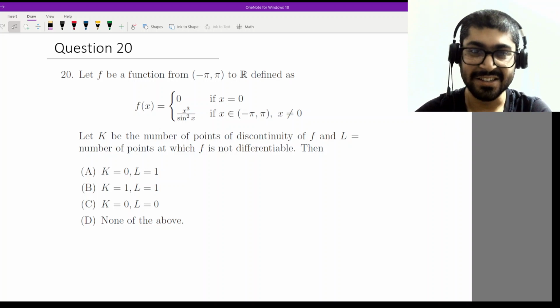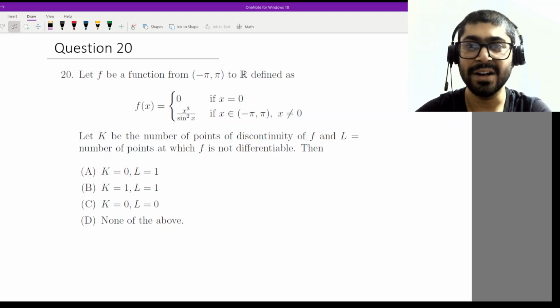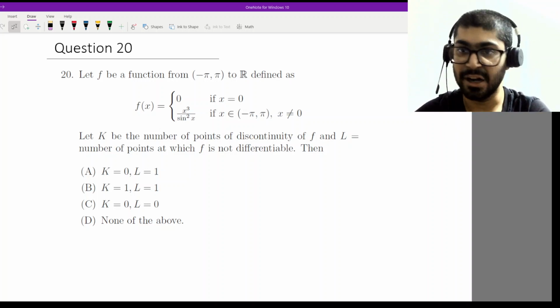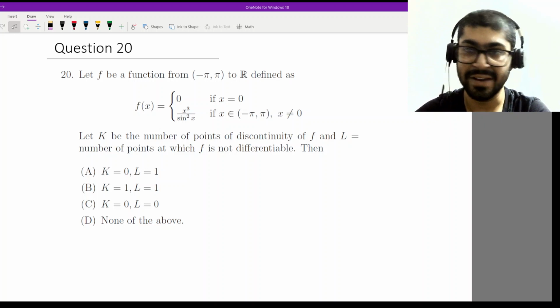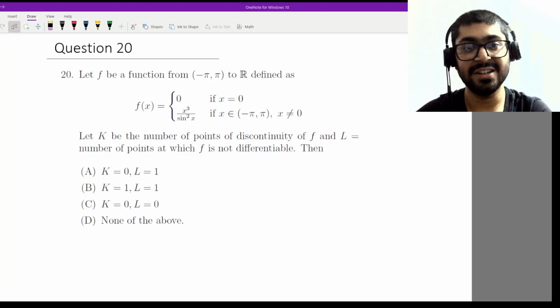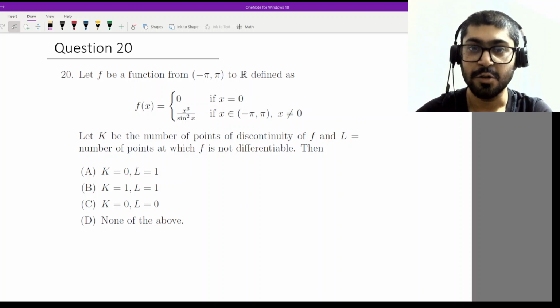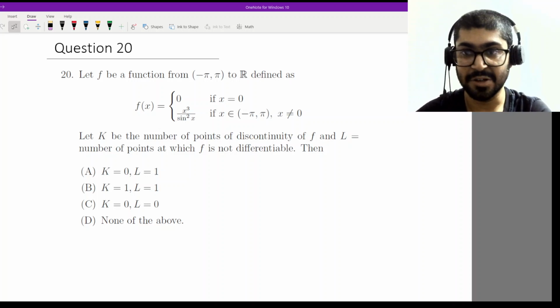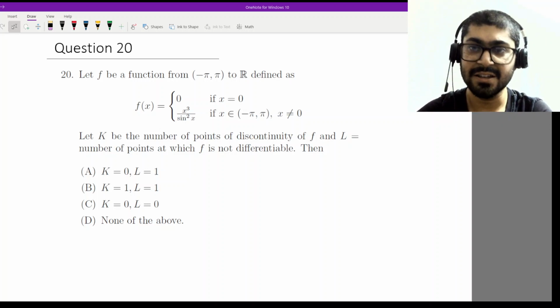So the question says a function is defined from the open interval minus pi to pi to real numbers. It's defined as 0 if x is 0, so the function is defined at 0. Otherwise the function is x cubed by sine square x, which is undefined at 0, right? Because sine 0 is 0 and you cannot make that division. It's a 0 by 0 form. So overall, the way the function is defined, this function is continuous at 0 and therefore differentiable.